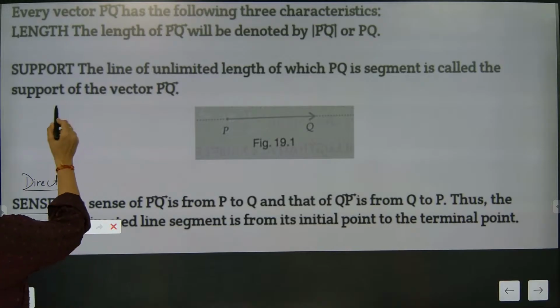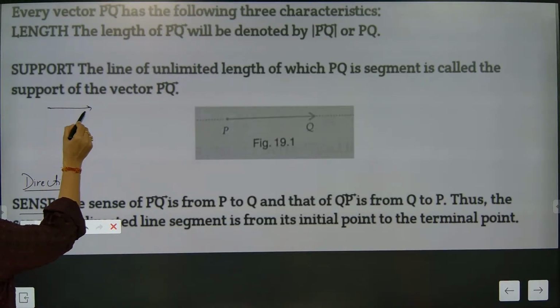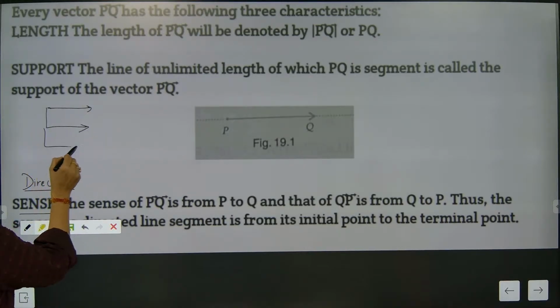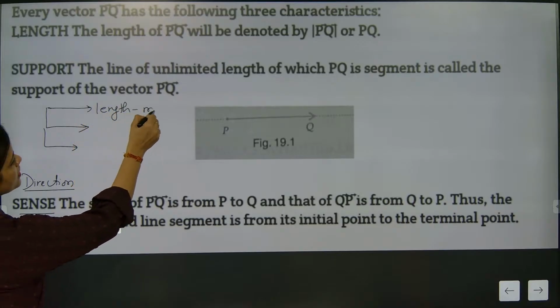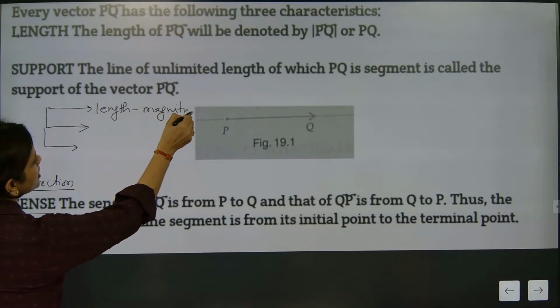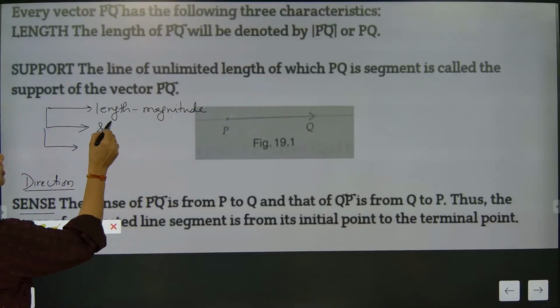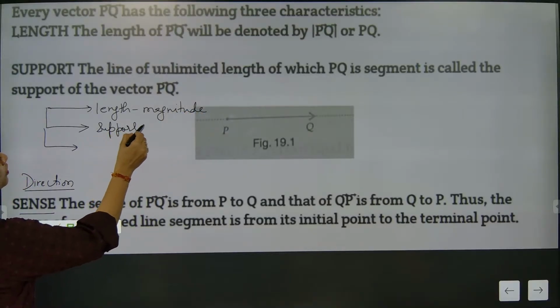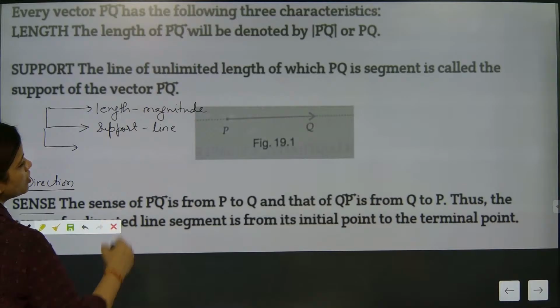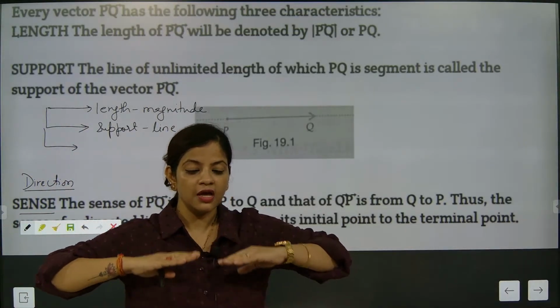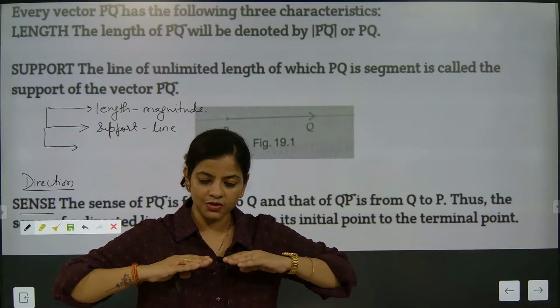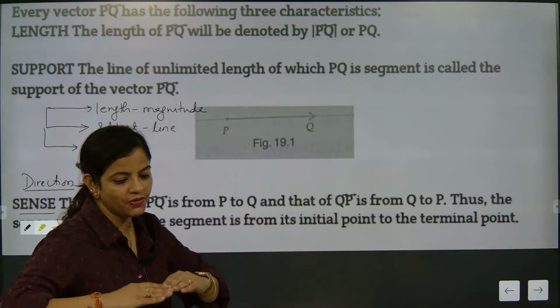We have learned that a vector has three important parts. What are they? Length. Length means magnitude. Support means the line on which the vector is drawn, and a line can hold two vectors, and both vectors will be parallel.